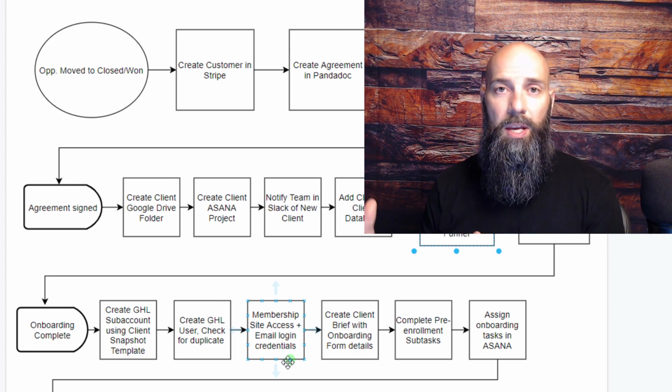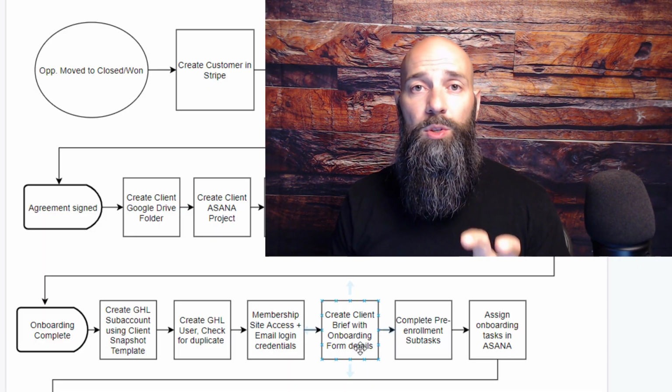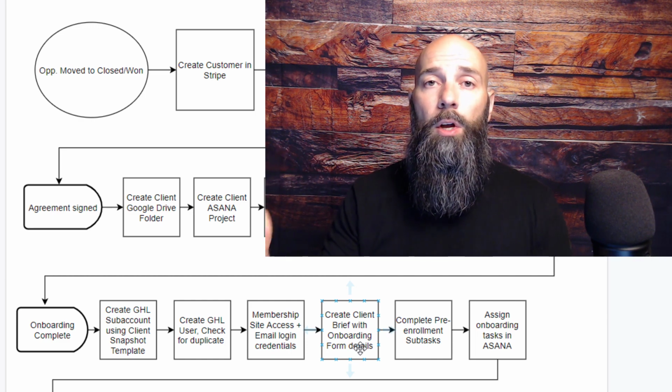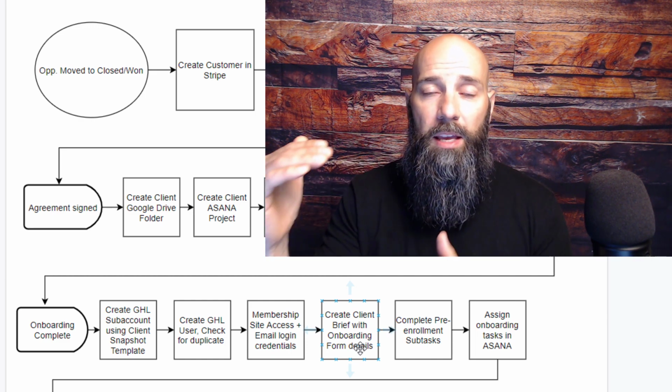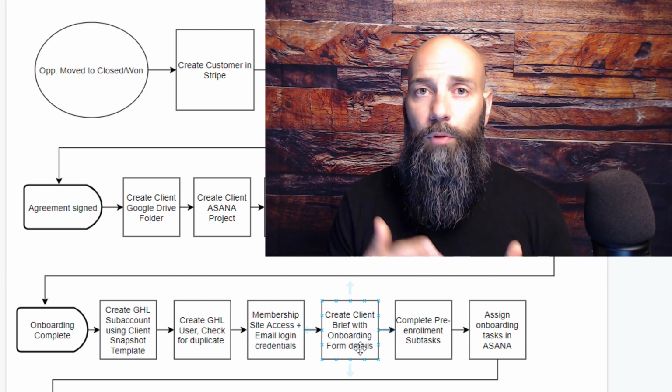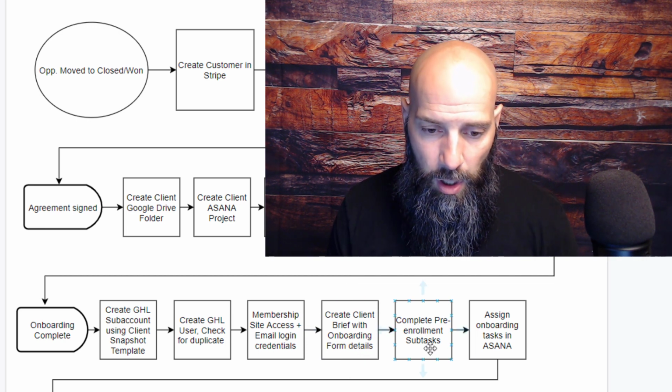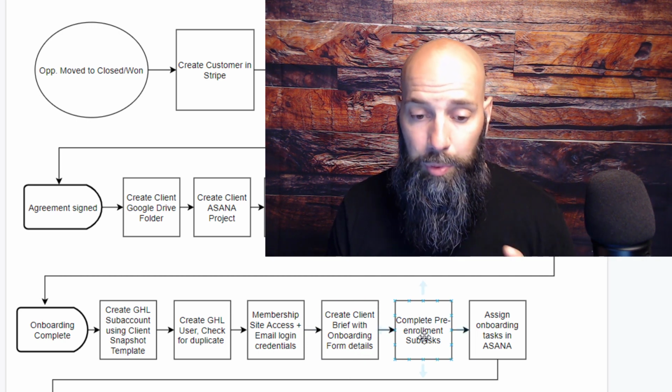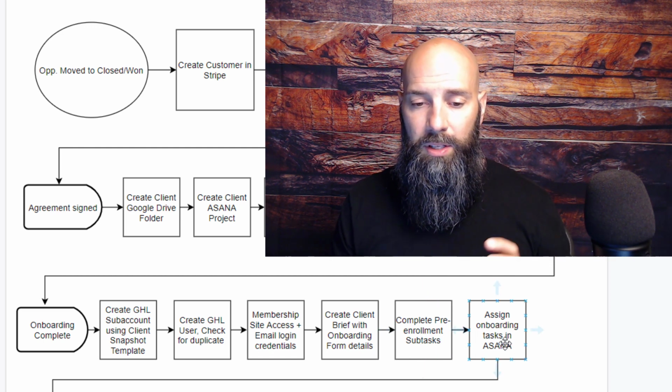So we have a membership site where they have some training. Within GoHighLevel, you can actually create memberships like Kajabi and have trainings for your clients, or if you have a course, you can create a course inside HighLevel and sell that. We're going to create the client brief, which is basically a Google Doc in the client folder where we populate all the information that they filled out from the onboarding form, and we have it linked throughout our Asana project for easy access. And it's going to auto check off or complete the pre-enrollment tasks, and then it's going to start assigning tasks in Asana to the appropriate team members.